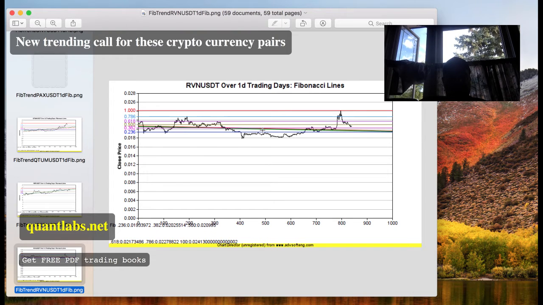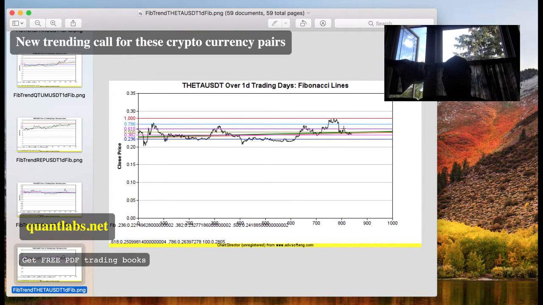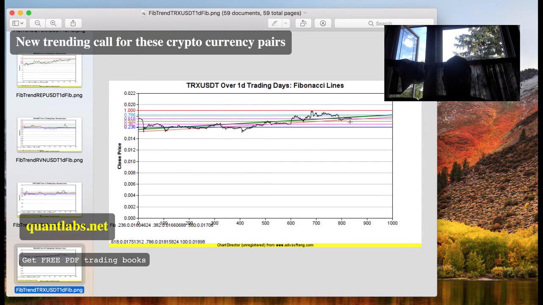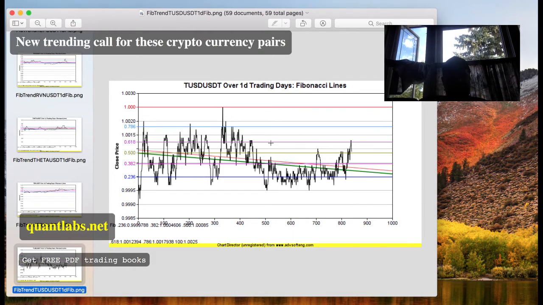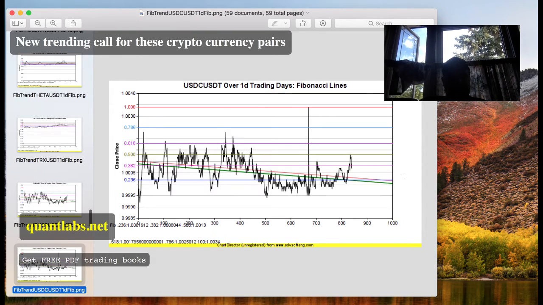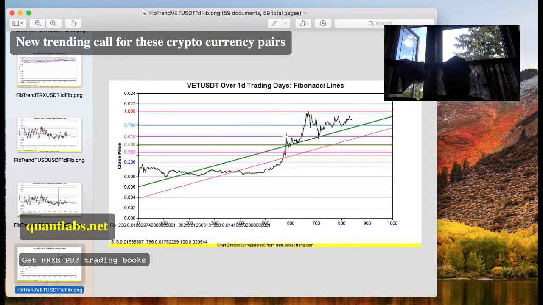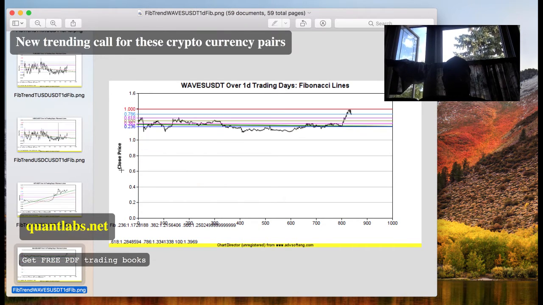RVN, we missed that one. Theta is another one. Might take a little bit of profit, not much. TRX, I wouldn't expect a lot here because that's another one that has an entry as well. So let's see here, TUSDT, this one, but it's on a declining trend. USDC. VET has done really well. As you can see here, it's gone quite up. If you look at the TradingView of the last month, it's been very strong. WAVES starting to flatten out too.